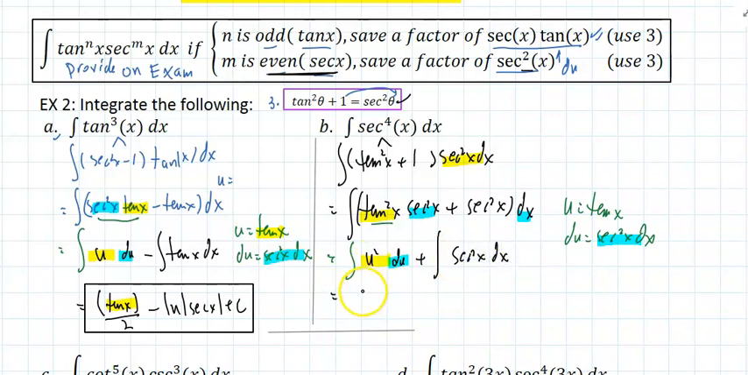So that would be, add 1 to the power, that's u cubed divided by 3. And remember what u was. u was my tangent. And what do you take a derivative of to get secant squared? Derivative of tangent is secant squared, and there it is.